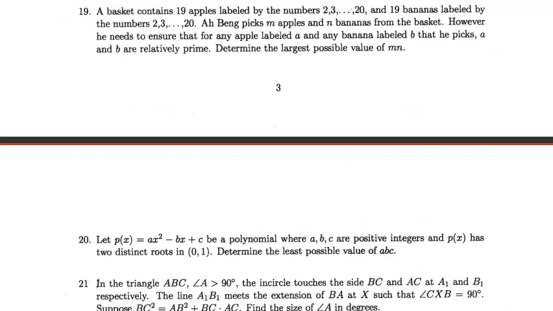SMO, Singapore Mathematical Olympiad 2021, open section, first round, problem number 19. A basket contains 19 apples labeled by the numbers 2 to 20 and 19 bananas labeled by the numbers 2 to 20. Allame picks M apples and N bananas from the basket. However, he needs to ensure that for any apple labeled A and any banana labeled B that he picks, A and B are relatively prime. Determine the largest possible value of MN.